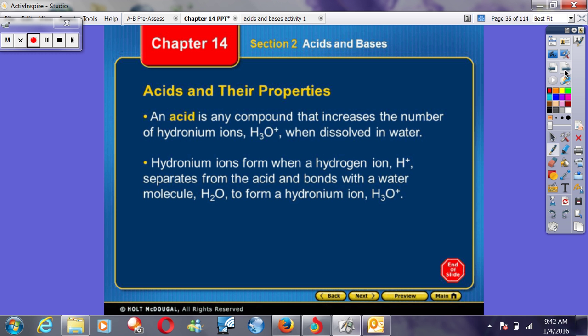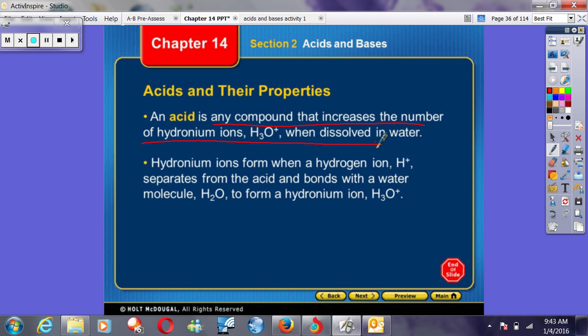This is a vocab term that we'll get when we get back. Basically, an acid is any compound that increases the number of hydronium ions when dissolved in water. Now, you might say, what's hydronium? When you put an acid in water, it's going to break apart. Next week we'll talk about how much breaks apart. That determines how strong or weak it is.